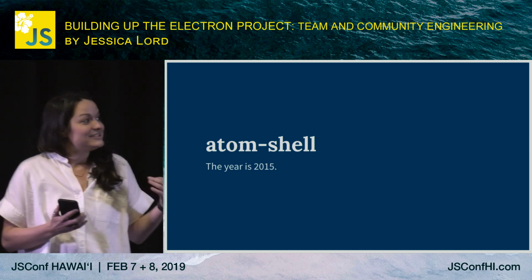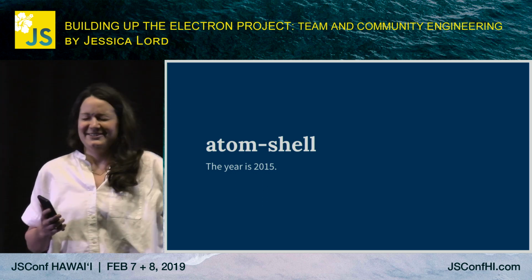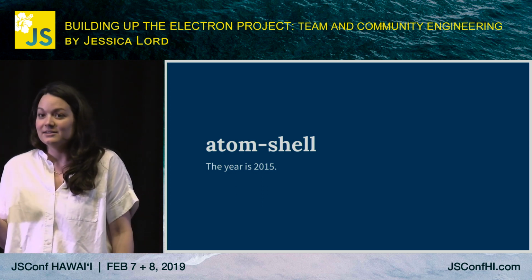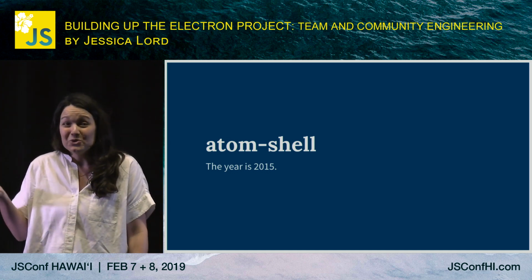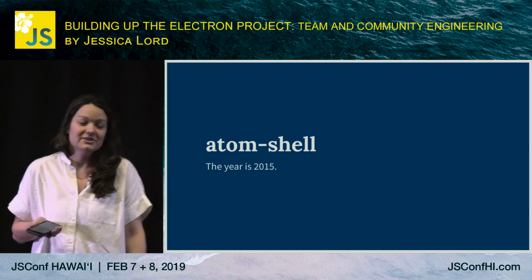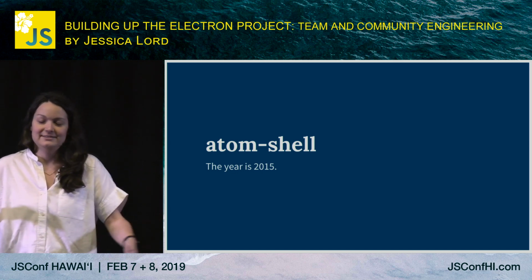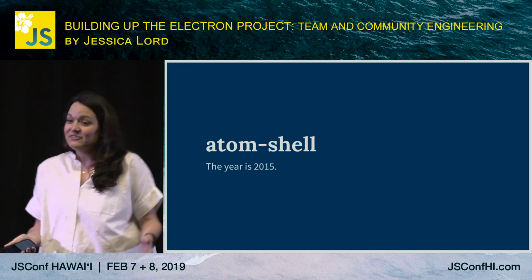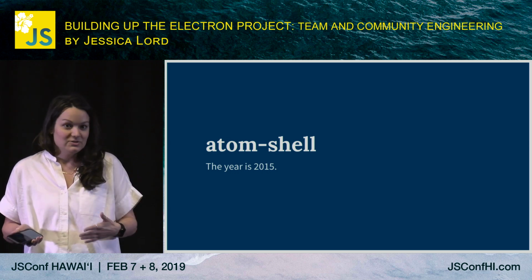Okay, so when we start this story, we go all the way back to 2015, so long ago. But actually, Electron, which at this point was called Atom Shell, was about 2 years old at this point. So Electron is like 6 years old now, and Atom, GitHub's text editor, was even older. So it's 2015, and I was working at GitHub, and I had just moved on to the Atom team.